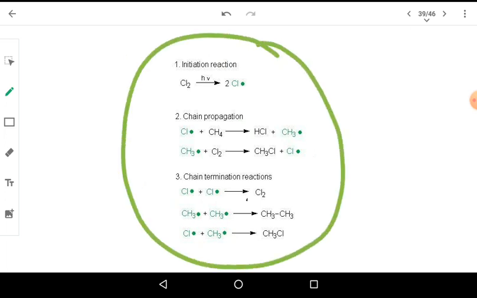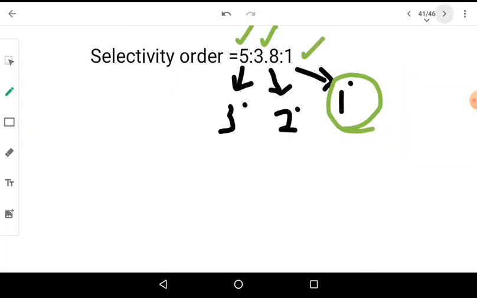Now the mechanism is very simple. It is a 3-step mechanism. We have initiation, where we have generation of free radicals. Now the free radicals combine with each other to form other free radicals. That is known as propagation. Here we can see there is formation of CH3 free radical and Cl free radical, and the final step is known as termination. In termination, two free radicals combine to form a molecule so as to stop the chain growth. So this is known as chain termination reaction. So this is about chlorination.